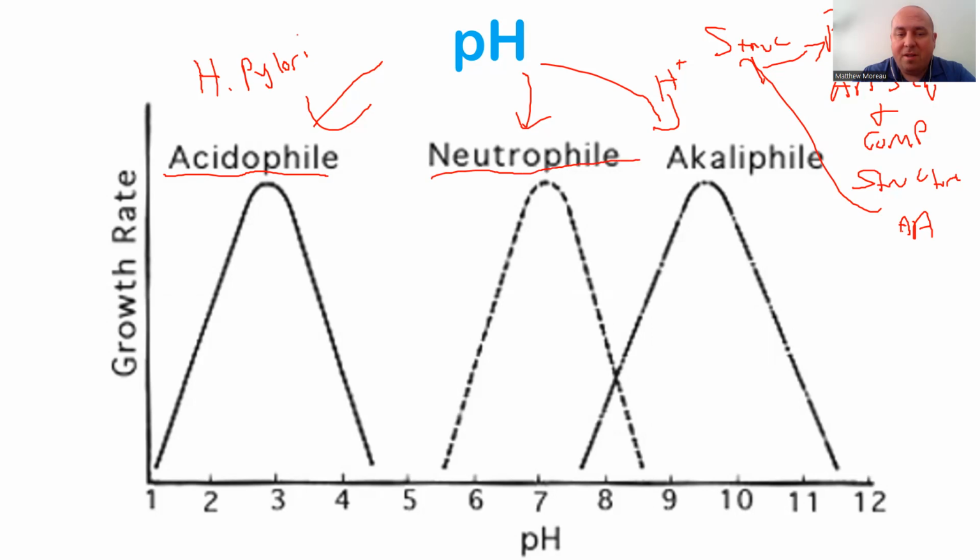We then have neutrophils. They grow in pHs close to what our pH norm is, between 5.5, 6, all the way to 8.5 or so. These are your E. coli, Salmonella, Streptococcus, Staphylococcus, most, if not all, human pathogens. Sorry, not most, because Helicobacter can be a human pathogen. So most human pathogens and most human microbiota, and microbiota that live in most animals and plants.